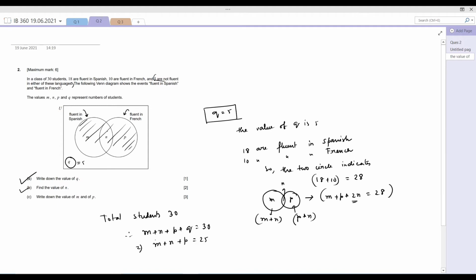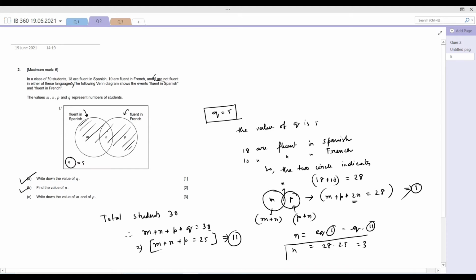So these are two equations: this is equation number 1 and this is equation number 2. From here we get n as equation number 1 minus equation number 2, so 28 minus 25 equals 3. So the value of n is 3, and the Q value is 5.